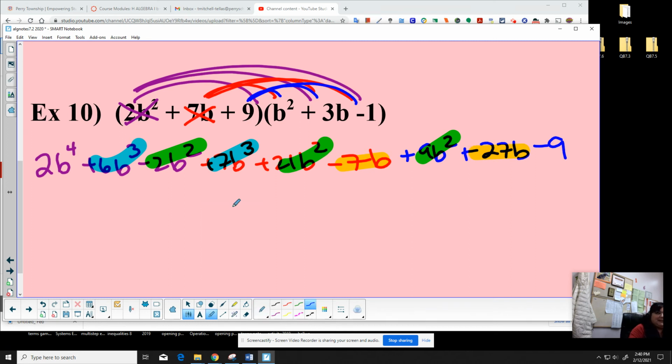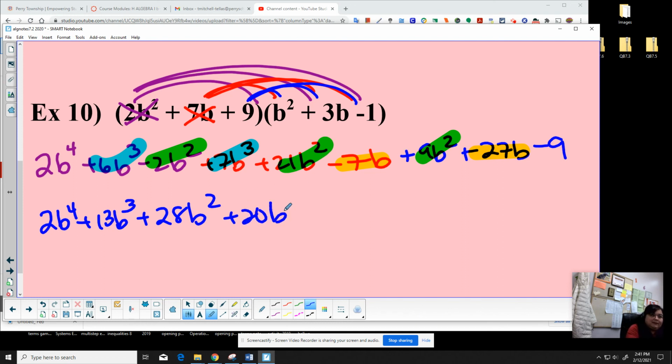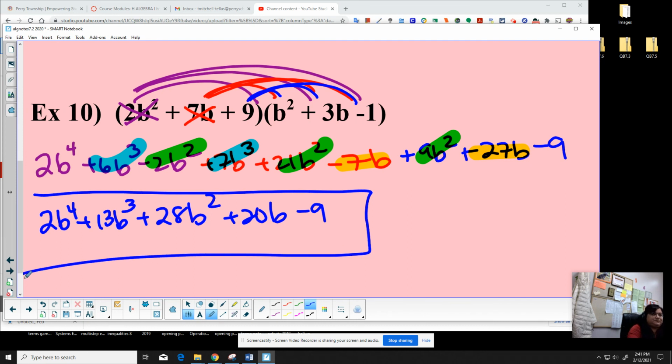Okay, so I'm combining like in 7.1 and 7.2 when we were adding and subtracting. So we start with 2b to the 4th. It's got the highest power, and then we do the 3rd. So that would be plus 13b cubed. And the squareds, let's see, that is 30 minus 2 is 28. So plus 28b squared. And then the b's, that would be plus 20b, and then minus 9. This is my answer. So if you got it, you need to give yourself a pat on the back. That was a tough one.